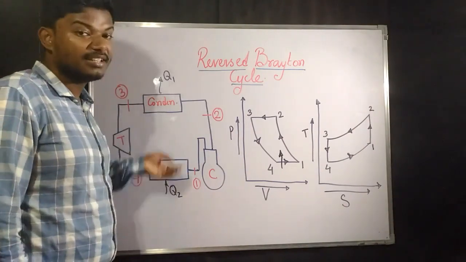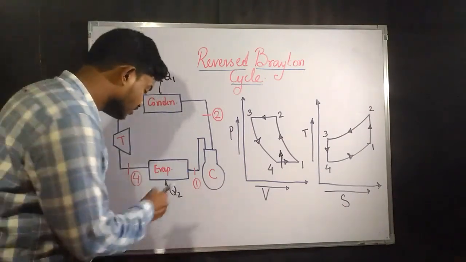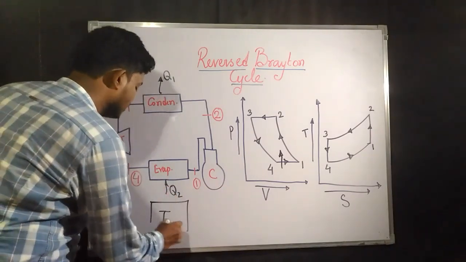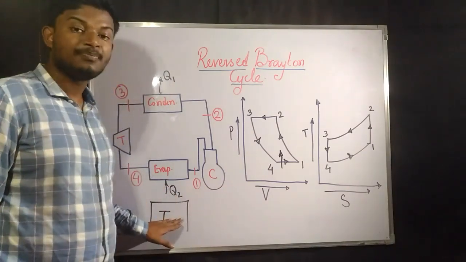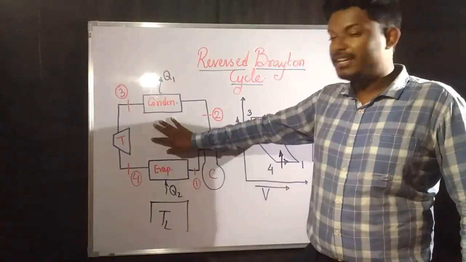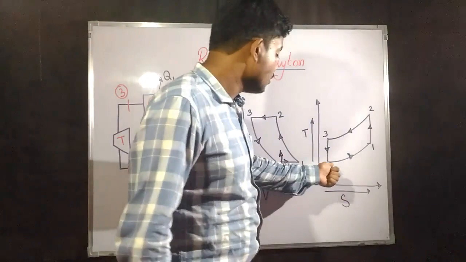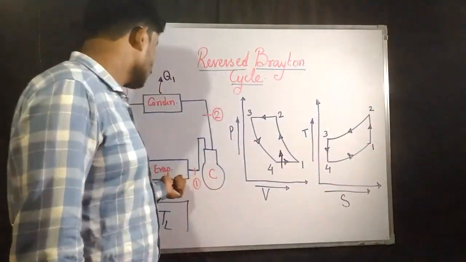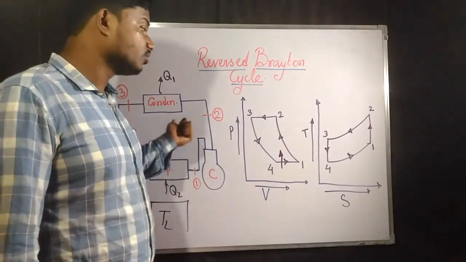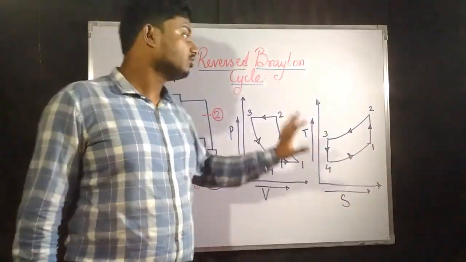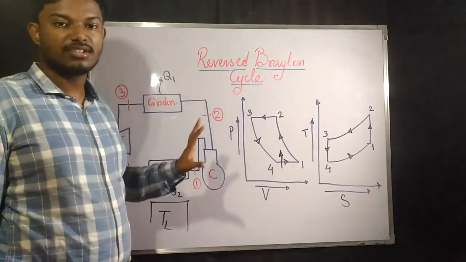So to the system heat is getting added from the storage, and here is a storage where we need to keep a temperature lower than a certain temperature. This is going to be T low. From here heat is rejected and added to the system. That's why from 4 to 1 the temperature is increasing, and it is also evaporating. So this is going to be our reversed Brayton cycle.